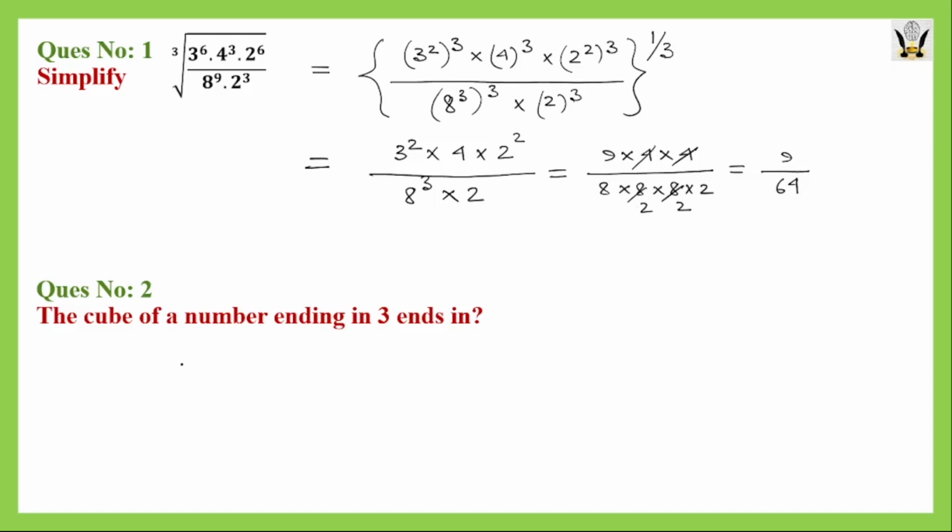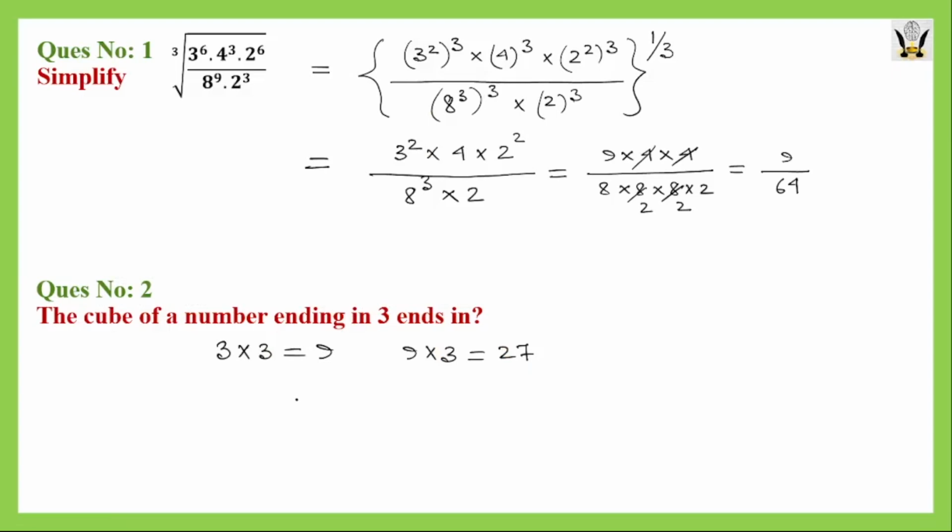Now the second question asks that the cube of a number ending in 3 ends in which digit, or which digit we will have in the units place if we take the cube value of a number where the digit in the units place is 3. So let's take an example. If we take a single digit number like 3, and multiply 3 again by 3, if we take the square value, then it will be 9. And then 9 multiplied by 3 will be 27.